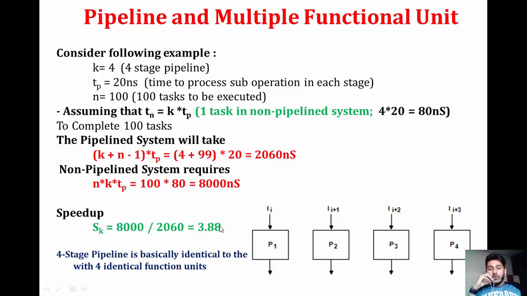So a 4-stage pipeline is basically identical to 4 identical functional units. If we don't have a number of functional units, but we introduce a pipeline scenario in this scheme, a 4-stage pipeline will do the work of 4 different functional units. उसका मतलब ये हुआ कि हमारे पास 4 functional unit है, उसके जैसा काम कर सकता है pipeline manner में भी, right? So we can achieve parallel processing in this manner as well.